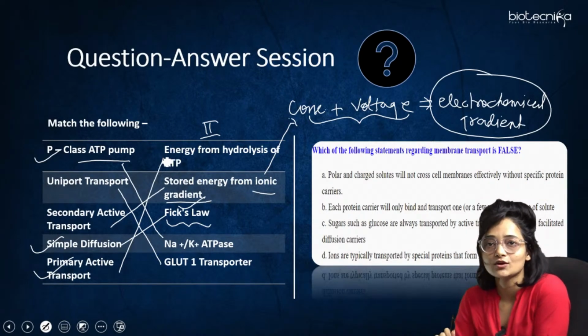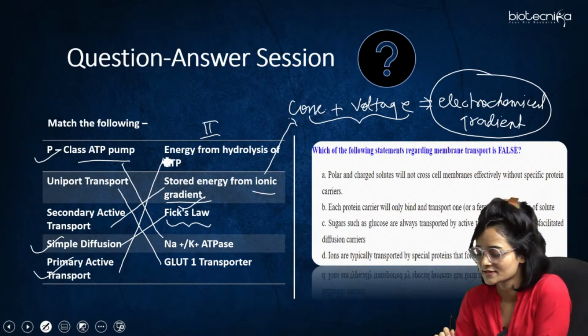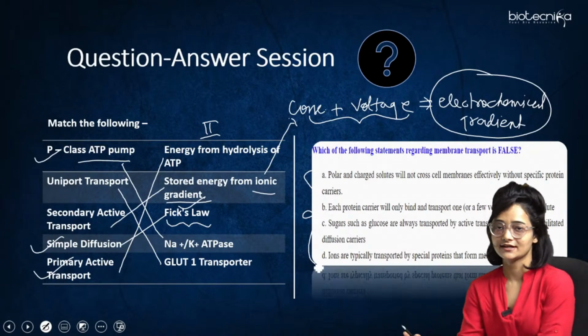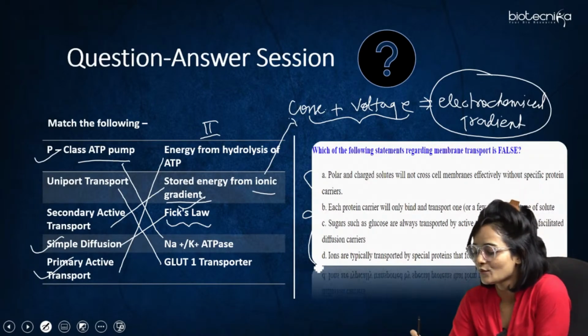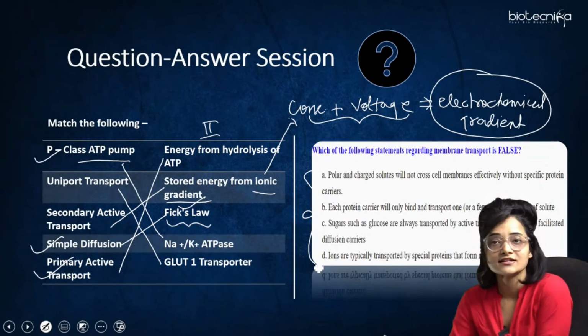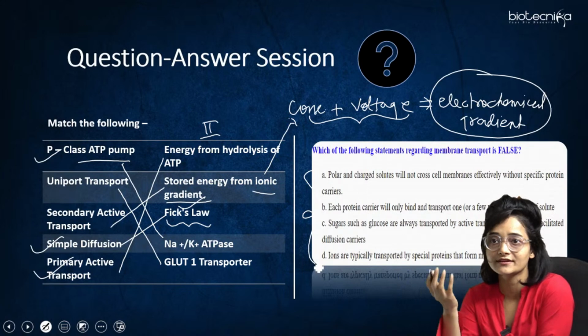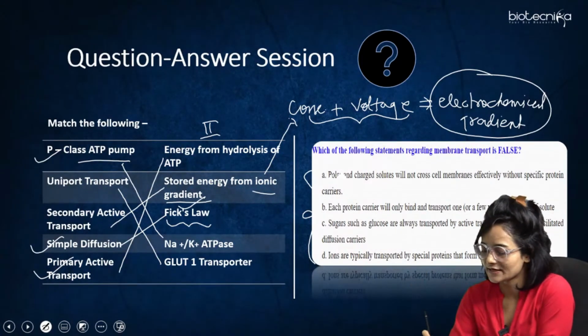Now coming to the second question, which of the following statements regarding the membrane transport is false? In these four statements, which is incorrect? The first statement says that the polar and charged solutes will not cross the cell membranes effectively without specific carriers. This is absolutely correct, because polar and charged solutes are not able to pass directly through the plasma membrane. They require certain kinds of transporters. So this statement is correct.